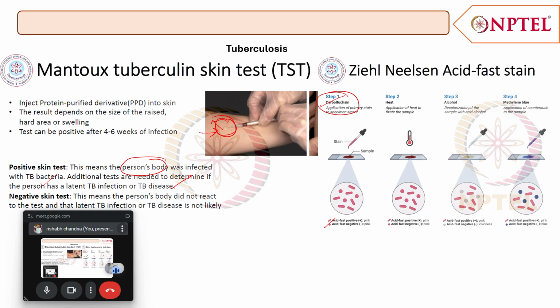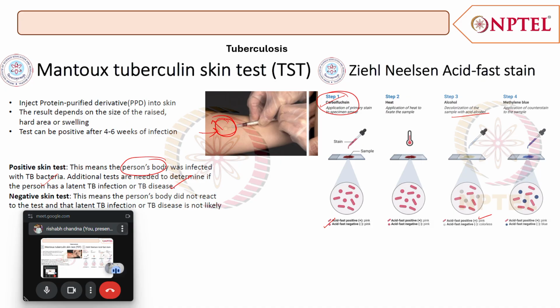Now step 3 is alcohol. All the bacteria that have been stained will now be decolorized using alcohol, so the decolorization of the sample with the acid alcohol. All the membrane components will be washed away using acid alcohol. Then what will happen? All the acid fast positive bacteria that would have retained the stain would appear pink, but the acid fast negative bacteria would appear colorless.